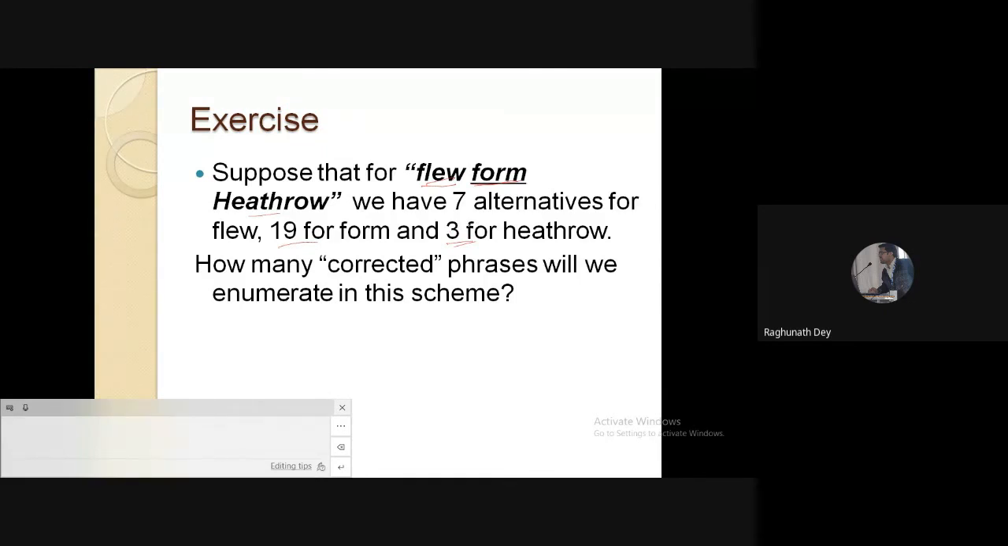So you cannot suggest this large a list to the user. He or she will get bored and will leave that application. He or she will never refer that application which suggests this many solutions or correct phrases, even though he or she has written it wrong.